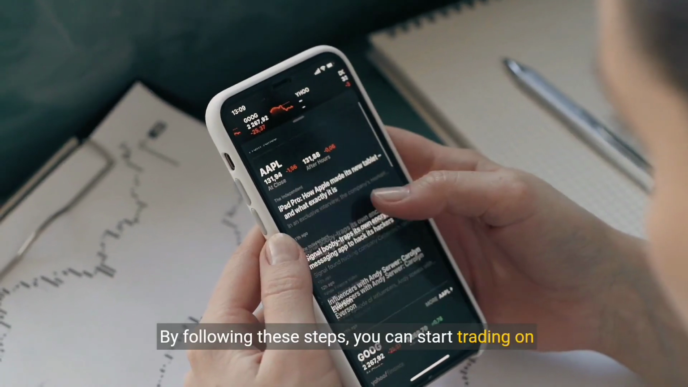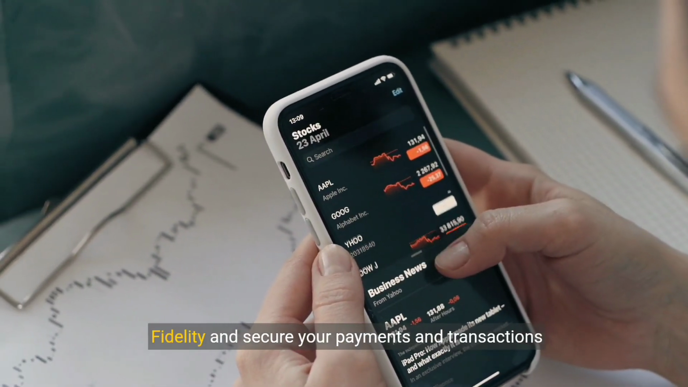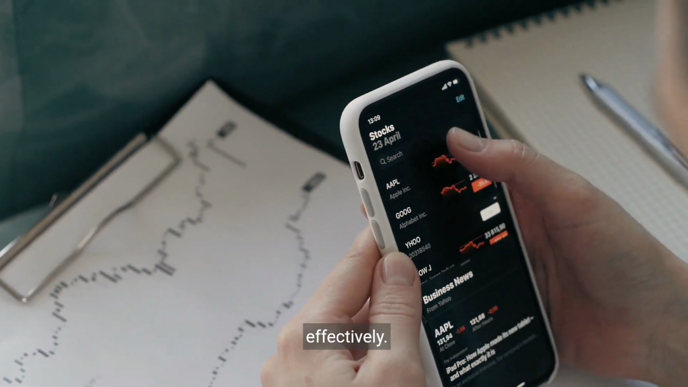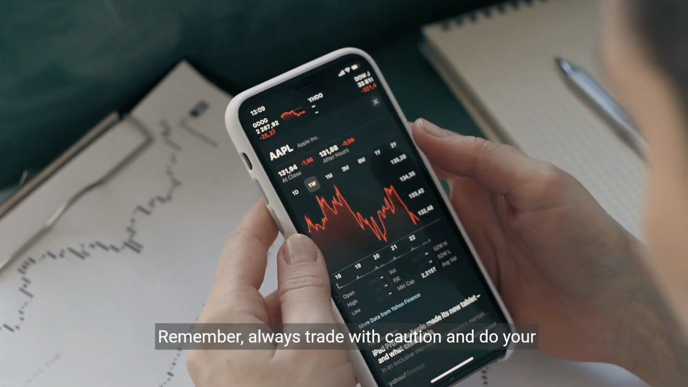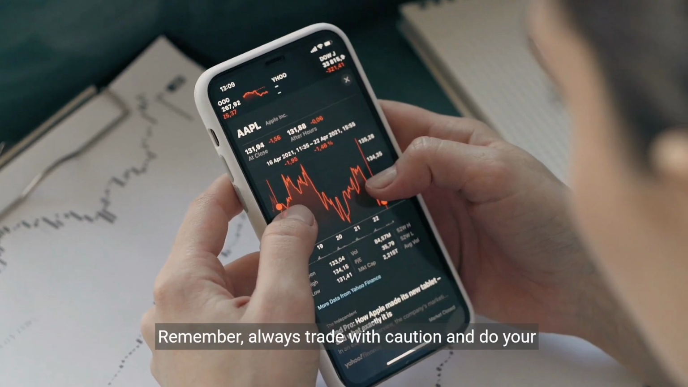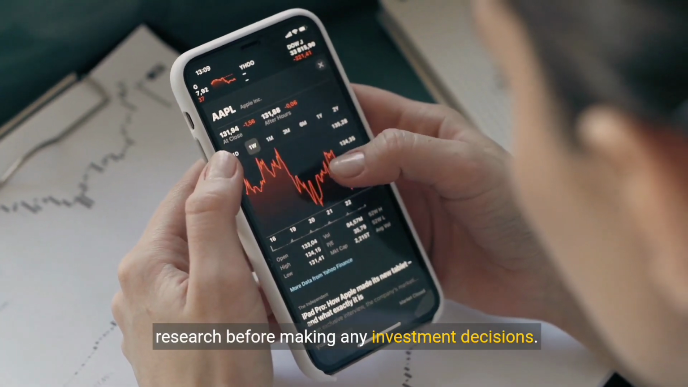By following these steps, you can start trading on Fidelity and secure your payments and transactions effectively. Remember, always trade with caution and do your research before making any investment decisions.